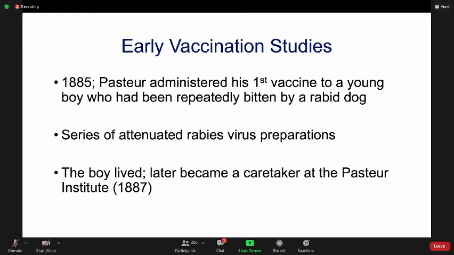He also did some work with the rabies virus, where he administered a series of weakened virus preparations to a boy who had been repeatedly bitten by a rabid dog. And the boy was able to recover and not get severe rabies, which causes really severe disease that ultimately would be fatal if nothing was done. And this boy later went to work in his Pasteur Institute, which still exists up to this date.